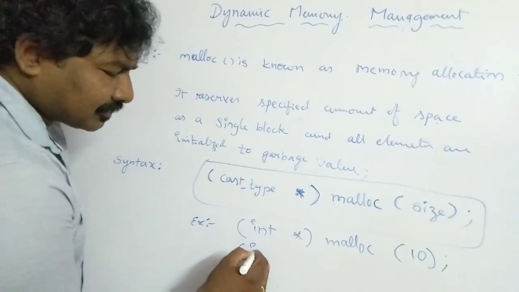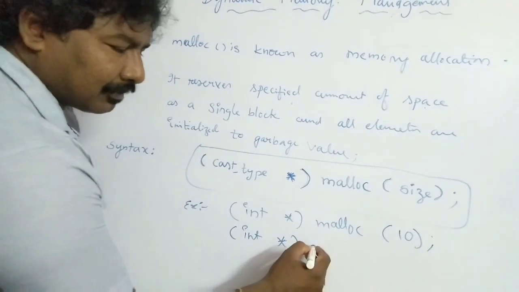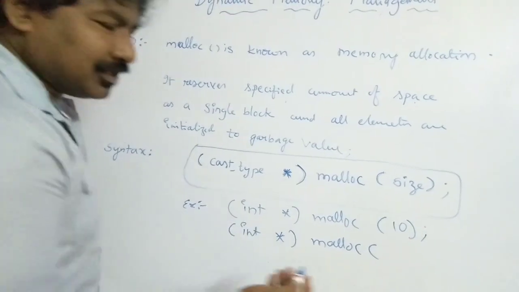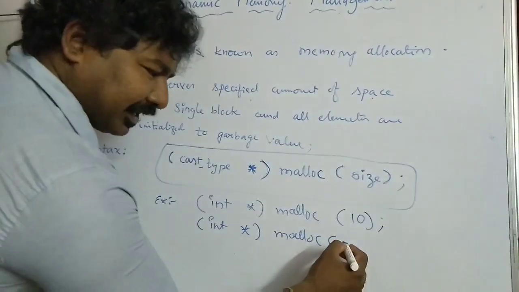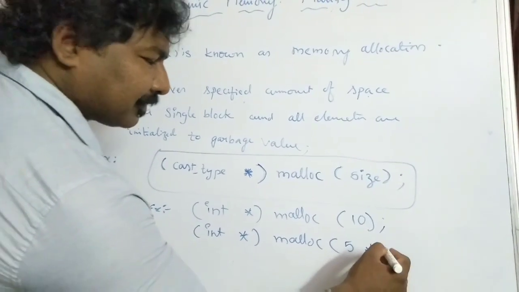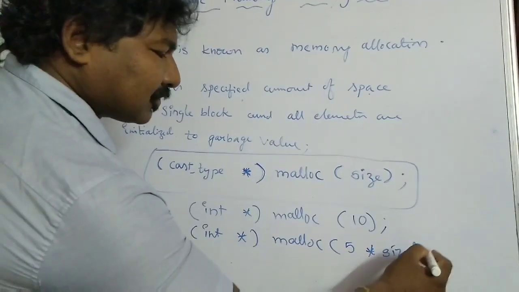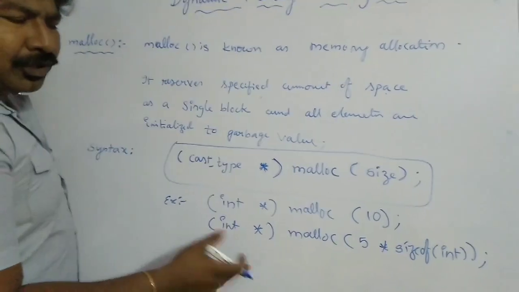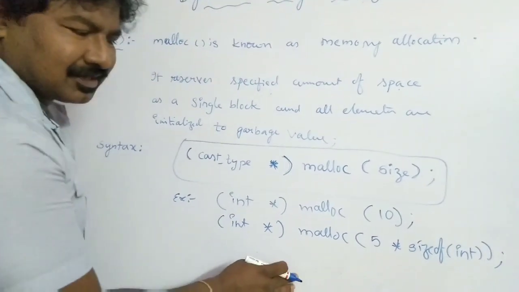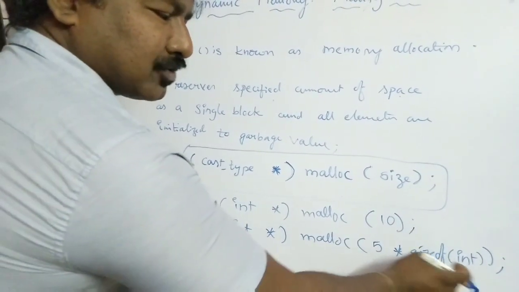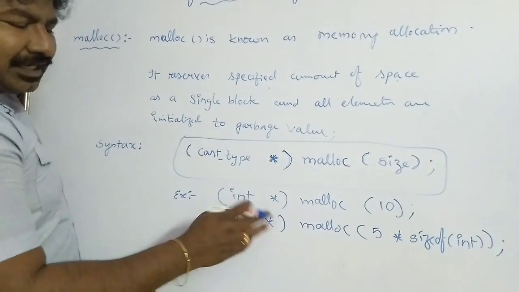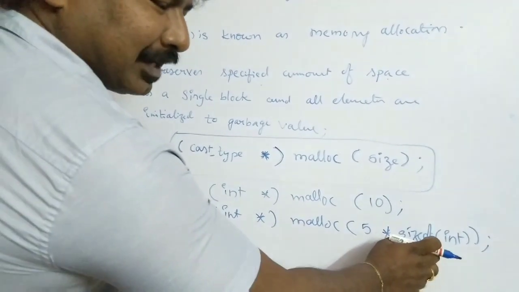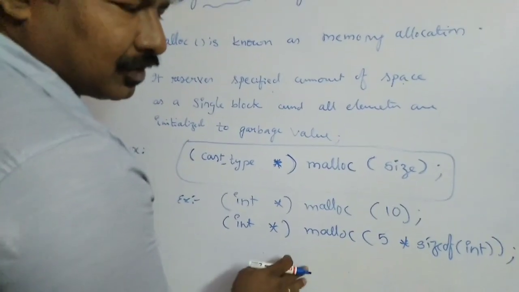There is another way like this. Int star malloc. If I want to store 5 elements into the block, then I can write 5 star size of int. This is another way of writing the malloc function. So how you specify the size is with some number multiplied by the size of the data type. Since I want to store integer values, in typecasting I have to use int star, and I also need to apply the size of the integer. So this is how you have to specify it.